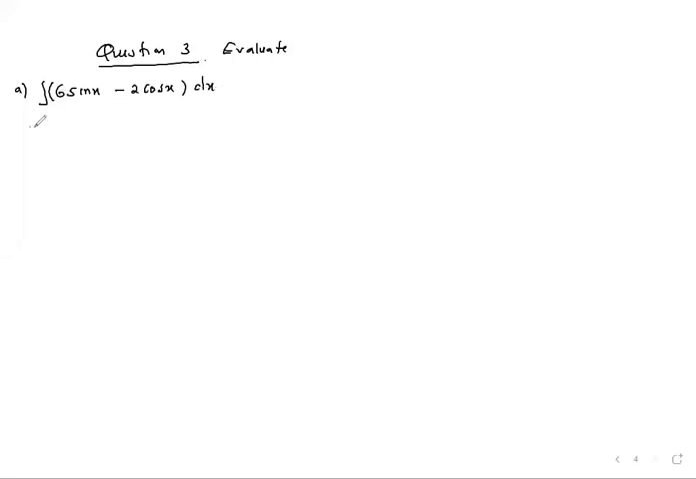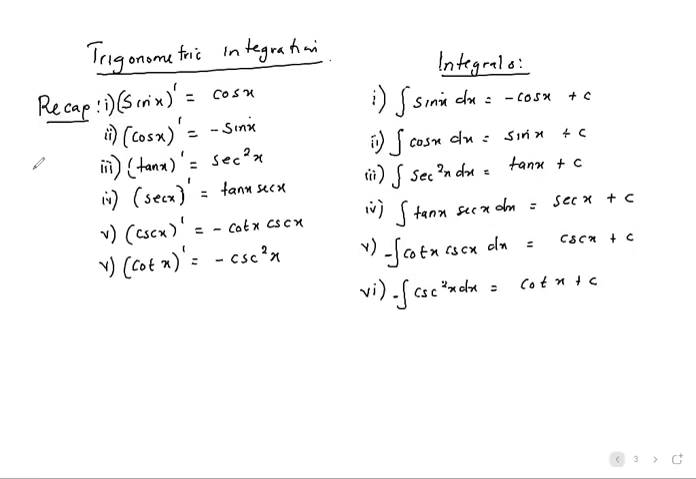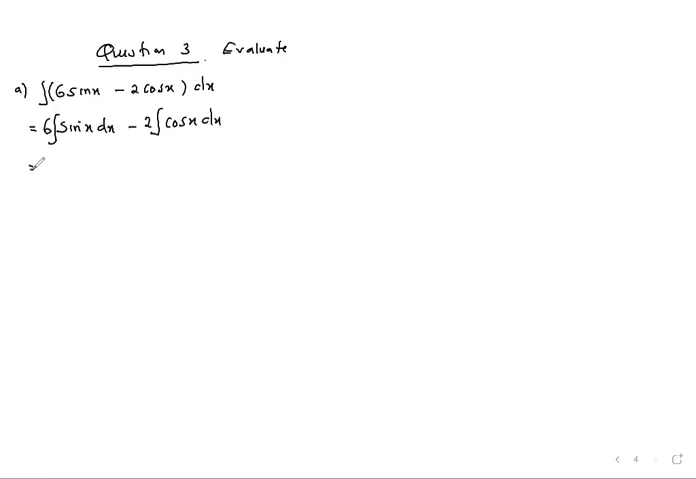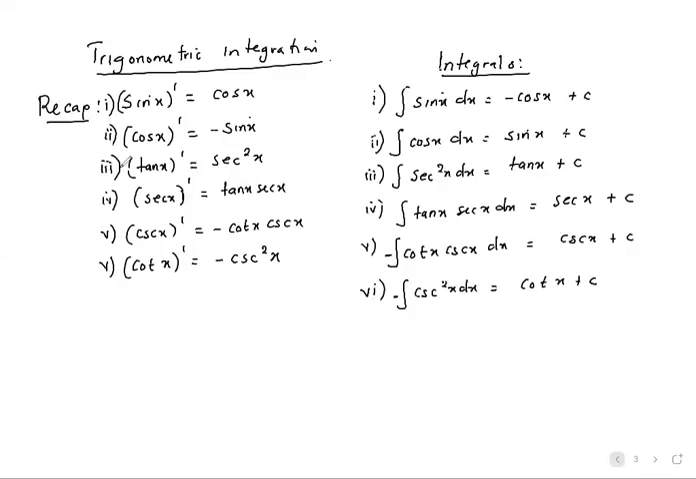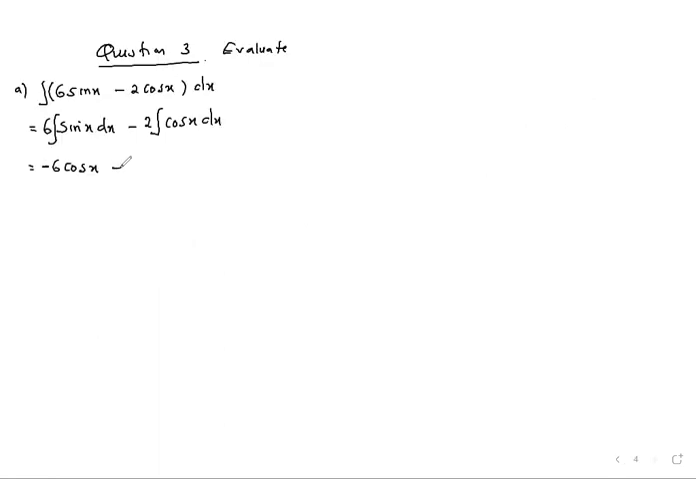So to integrate this, you can take out the constants if you want and remain with 6 times the integral of sin x dx minus 2 times the integral of cos x dx. And then you ask, what's the integral of sine? The integral of sine is negative cos. So this will give us negative 6 cos x minus, what's the integral of cos? The integral of cos is sine. So we're going to have minus 2 sin x plus the constant c.